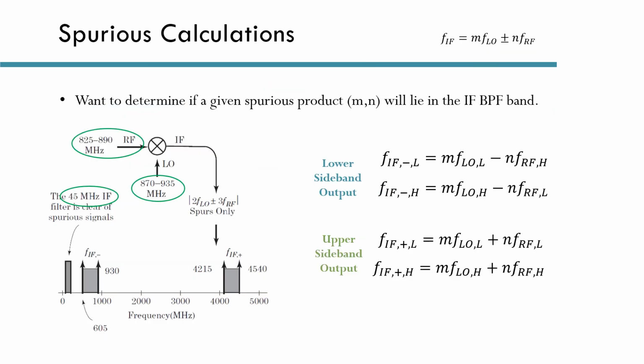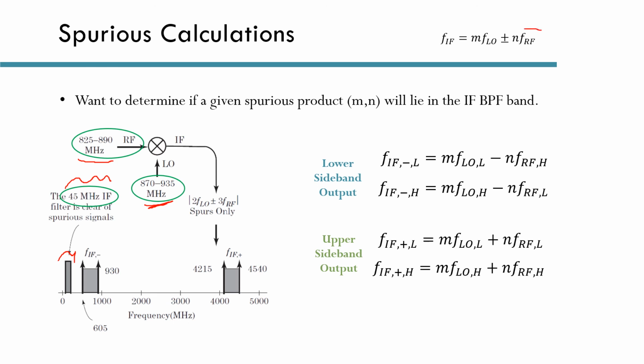Okay, let's say now that we are given a certain RF band and that we are using these LO frequencies and that we have a band pass filter at the IF with a 45 megahertz center frequency and a 1 megahertz bandwidth. The question is, can we know if a certain spurious product will lie inside our bandpass filter? This is the bandpass filter. And the answer is yes, of course.